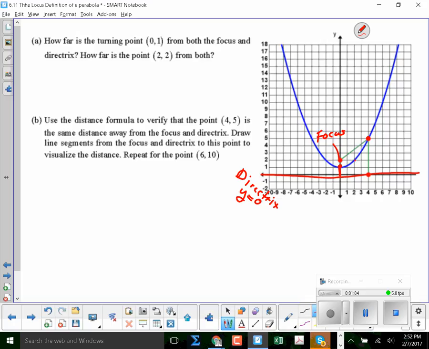Let's take another one. Let's take 2, 2. See how 2, 2 is 2 units away from the directrix and 2 units away from the focus. If you go to this point, which is 4, 5, well, it's 5 units away from the directrix, and if you do the Pythagorean theorem or the distance formula, it's also 5 units away from the focus. And that's true of any point on the parabola. It's going to be the same distance away from the focus as it is from the directrix.